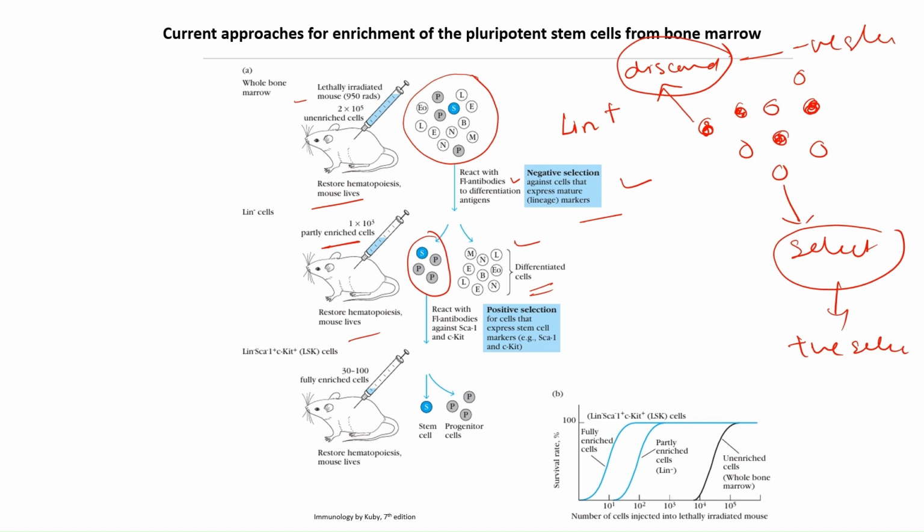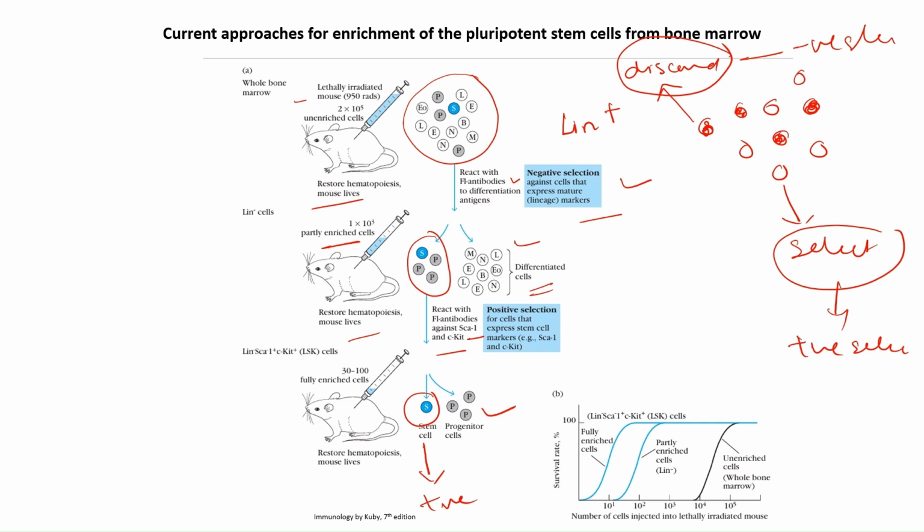Now what we are doing is specifically separating this stem cell from the progenitor cells using again some markers which are specific to the stem cell. That is SCA1 and c-KIT. These two markers are specific to stem cell. So now we are separating the stem cell with the use of the markers present in the stem cell. So such selection is known as positive selection.